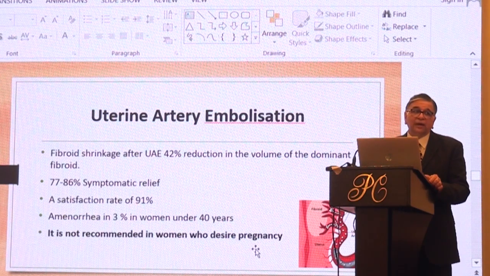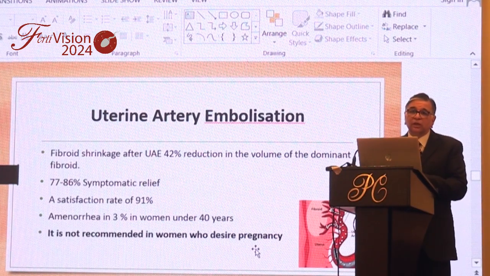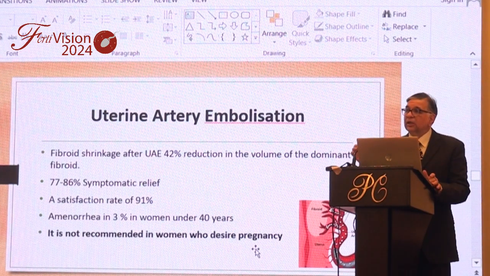So if you really want to get rid of the fibroid, then get rid of the fibroid. Don't play games around the fibroid and then hope that it is not going to alter the uterine blood supply in a way that will affect a future pregnancy. There are no definites in this game. So do not offer treatments which we cannot predict the outcome of.